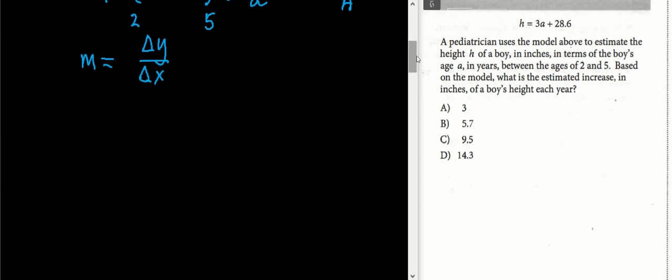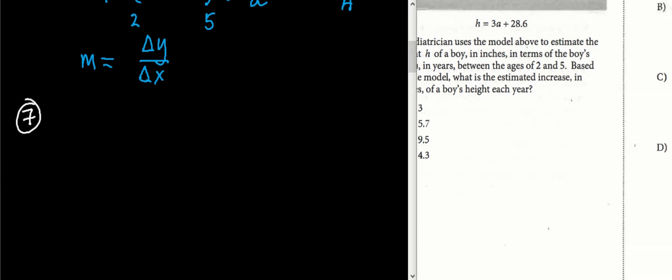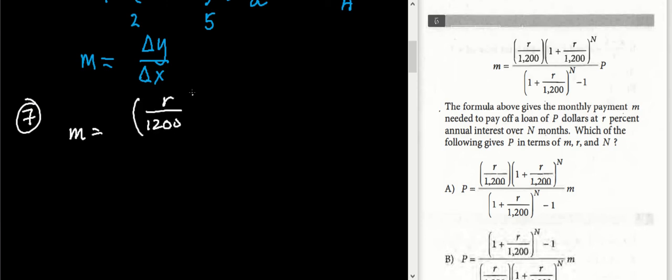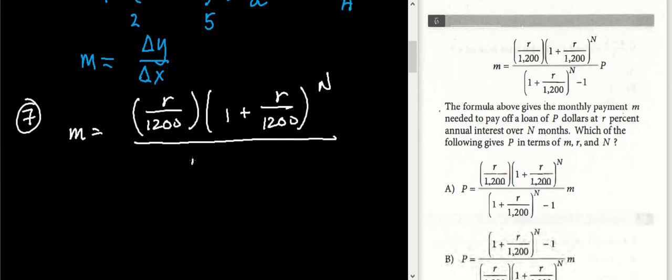So let's move on to problem 7 now. In problem 7, we're given this expression: M equals R over 1200 times 1 plus R over 1200 to the nth power, over 1 plus R over 1200 to the nth power minus 1, times P.